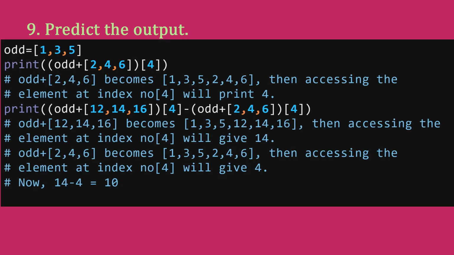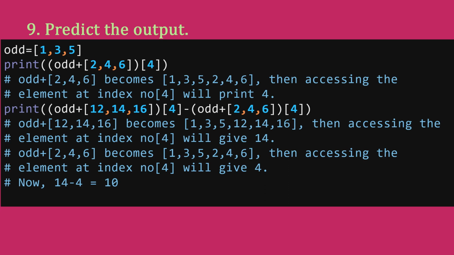Now predict the output. First there is a list called odd having values 1, 3, 5. Now it is printing odd plus another list 2, 4, 6, kept within parentheses. Then after that, within square brackets, 4 is written. So what will happen? Odd plus 2, 4, 6 becomes a new list having values 1, 3, 5, 2, 4, 6. That means odd is one existing list and this new list having values 2, 4, 6 is concatenated with it, forming a new list having these 6 values.